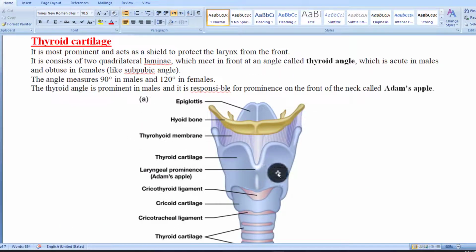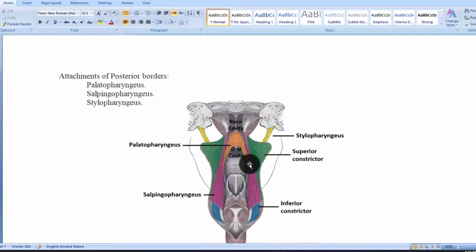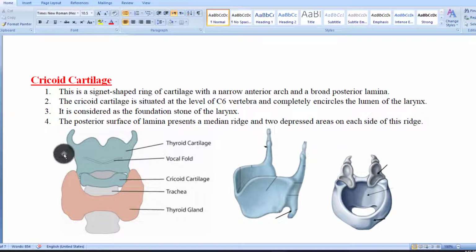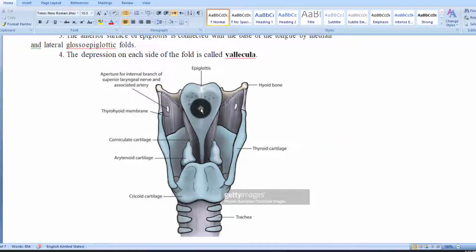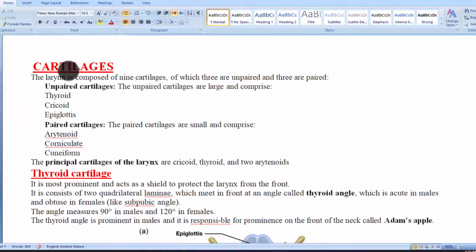As you can see here, this is the thyroid cartilage, which I will discuss later. Then this is the epiglottis, and this is the cricoid cartilage. So this is cricoid, this is the thyroid cartilage, and this is the epiglottis. These are the unpaired cartilages. And then there are paired cartilages.